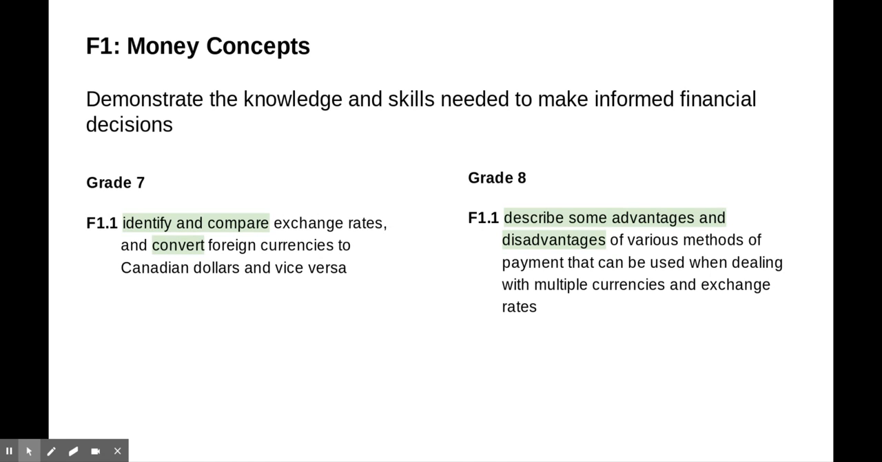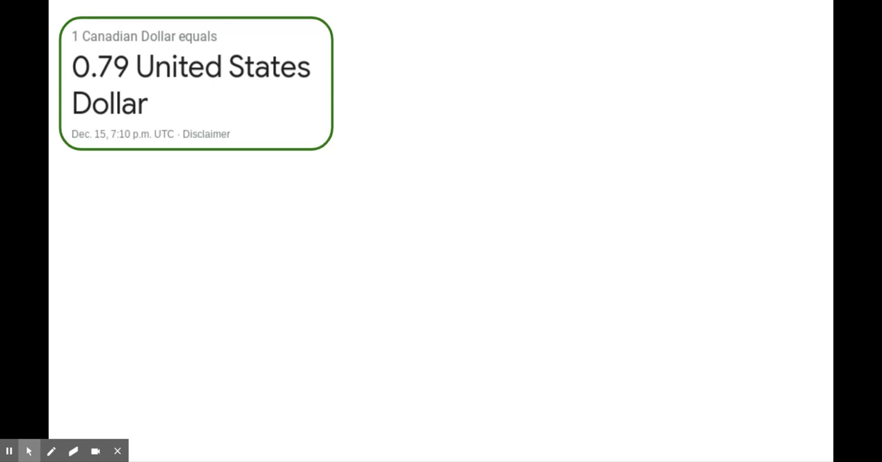So we're going to go now into the specific expectations that you'll find in the new curriculum. The first expectation, F1.1, focuses on exchange rates and currency conversions. So the easiest way to find the daily exchange rate for another currency is just to go to Google and type it in there. So for example, you can type CAD in USD, and it'll give you the exchange rate for $1 Canadian equals, on this particular day, 0.79 or 79 cents in USD, in United States dollars.